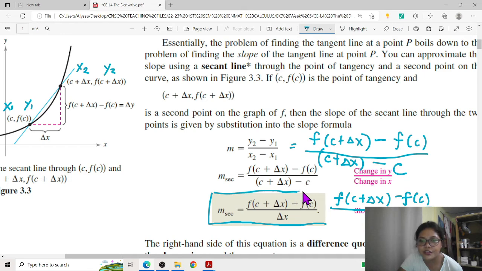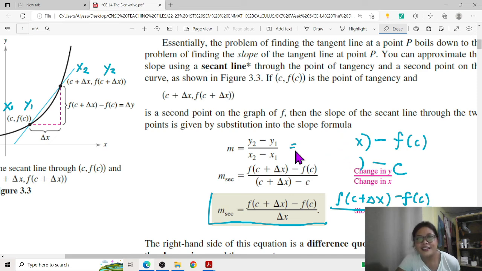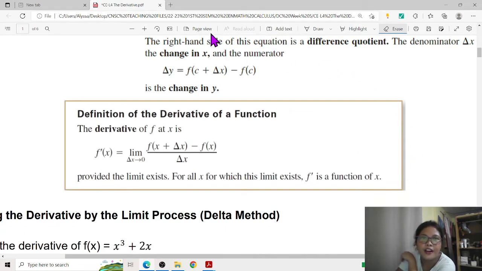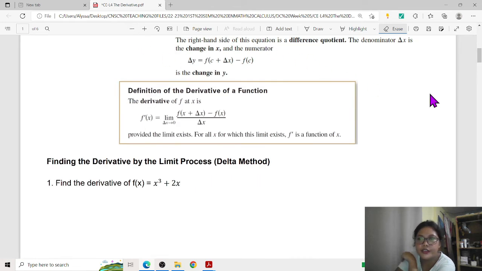at yun na yung difference. This equation is the differential equation, the main formula for slope and differentiation is written just like this. F of c plus delta x minus f of c over delta x. Ganun kabongga. Okay, so ano pa?